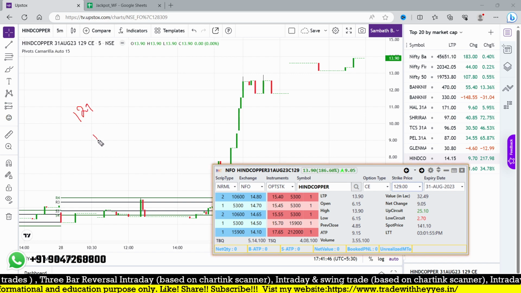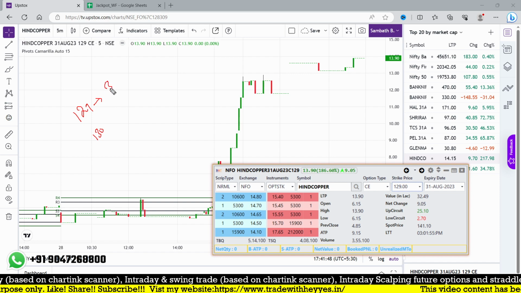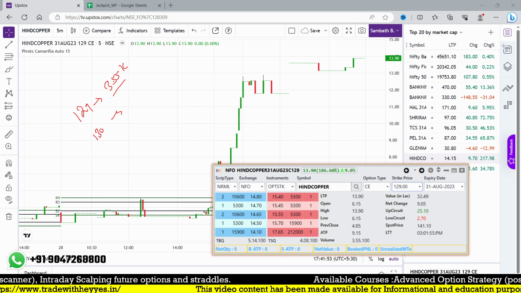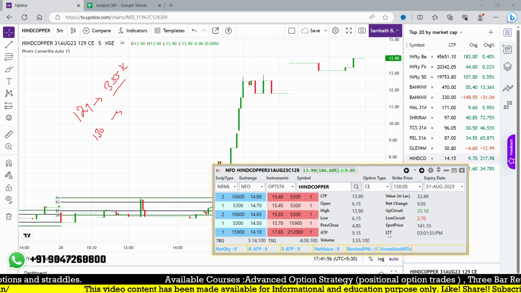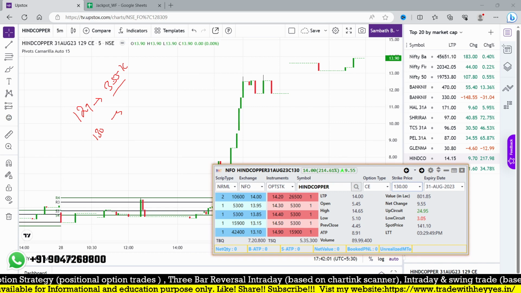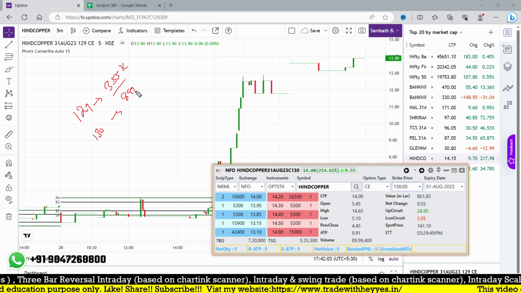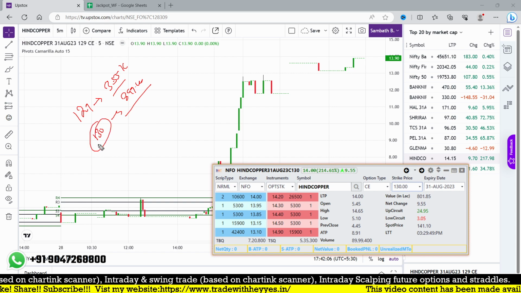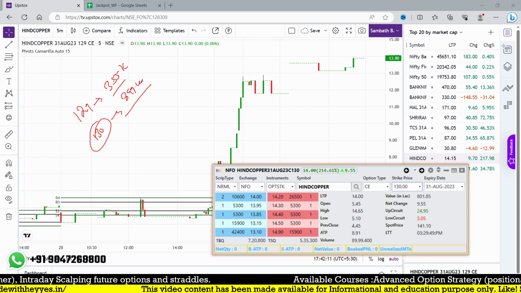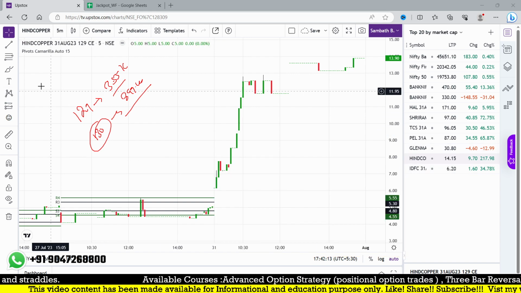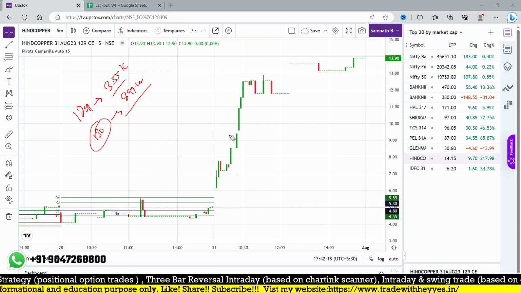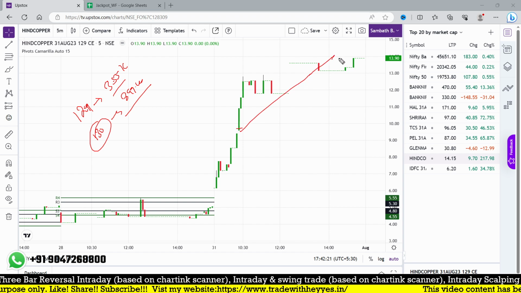So for 129 the volume is around 3 lakh 55,000, but for the 130 call option it is 89 lakh 99,400. This is a huge volume, so that's why I took this strike price. But as per our weekly concept and our advanced option strategy concept, we have to take 129. It is only 1 rupee higher, so no problem. If you took that too, from 9.7 it went up to 13.